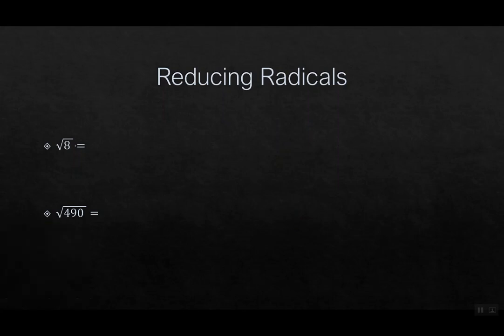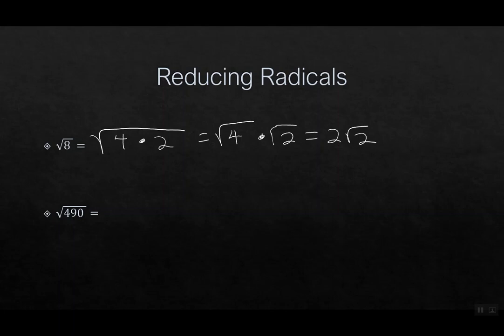So let's start with the square root of 8. When I look at 8, I want to think about squares. So I think, well, 4 goes into 8, and I would have 4 times 2. We can separate that, make it the square root of 4 and the square root of 2. That way the square root of 4 just becomes 2, and I still have the square root of 2 inside.